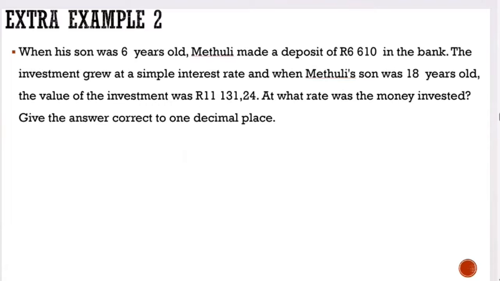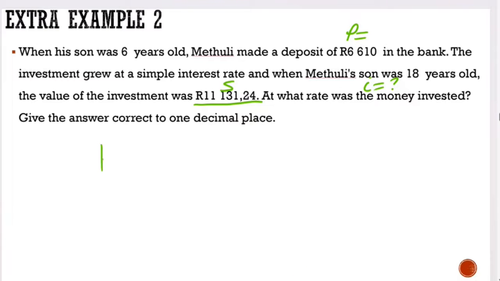Here is a story where you are told that when his son was 6 years old, Metuli made a deposit of 6,610 in the bank. The investment grew at a simple interest rate, and when Metuli's son was 18 years old, the value of the investment was 11,131.24. That means this is an accumulated value, and this one is your principal value. You are asked at what rate the money was invested. You are asked for an interest rate, r, and you just want to get the time, so the timeline is going to help you here.